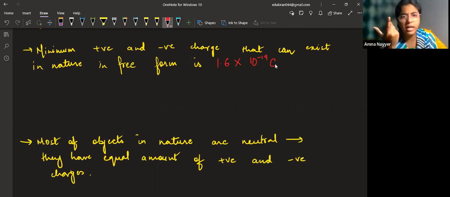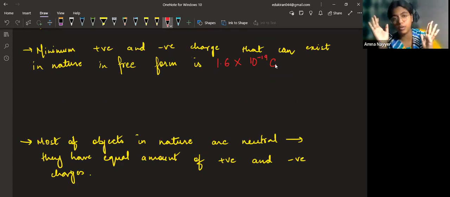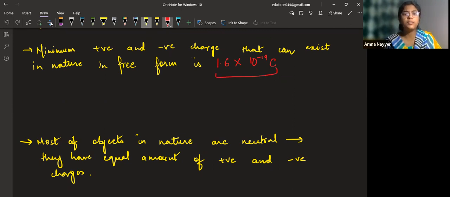And obviously half an electron or quarter electron does not exist. You have one single electron, and that single electron will have this amount of charge, 1.6 into 10 to the power minus 19 coulomb. Below this no charge exists; above it, it exists. How will it exist? That we'll discuss, as we have a specific topic under its properties. So 1.6 into 10 to the power minus 19 coulomb is the minimum amount of charge that can exist in free form.